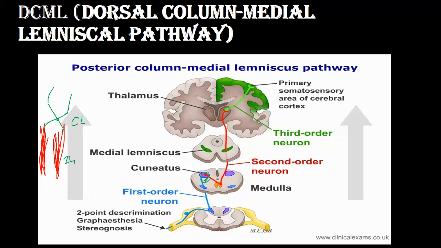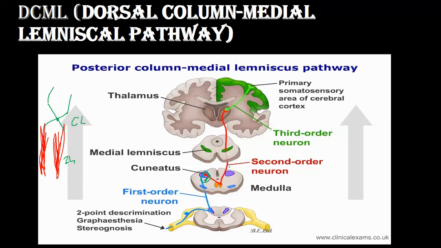Here they used to synapse. Once they synapse, then they cross over. Once they synapse with the second order neuron in the nucleus gracilis or cuneatus, depending upon which we are talking about, the upper extremity or the lower extremity, these second order neurons are divided further.